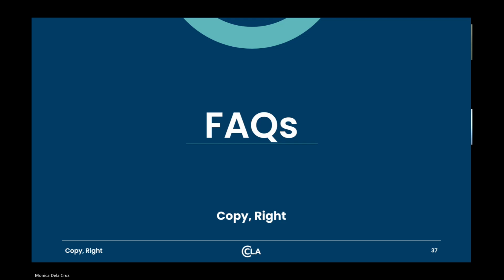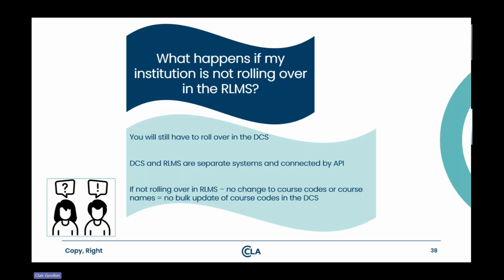Just a little bit longer, we're just going to go through some FAQs that hopefully are useful for rollover. So what happens if my institution is not rolling over in the RLMS? The answer to this is you will still have to roll over in the DCS. So they are two separate systems and connected by the API. But if you're not rolling over in an RLMS, no change to course codes or course names, you don't need to do any bulk updates of courses in the DCS.